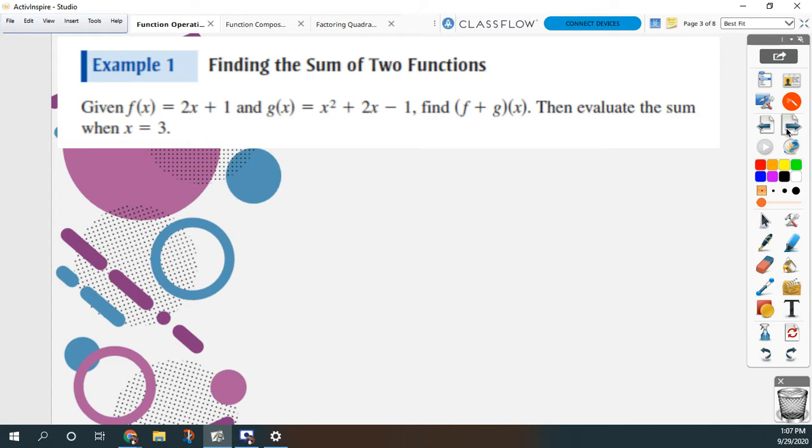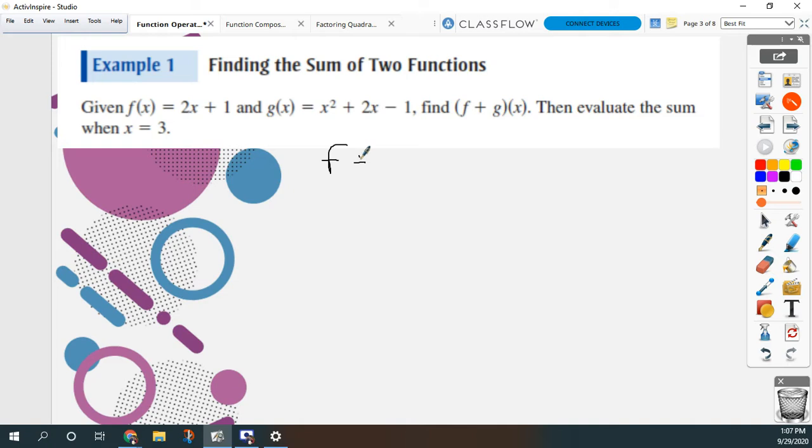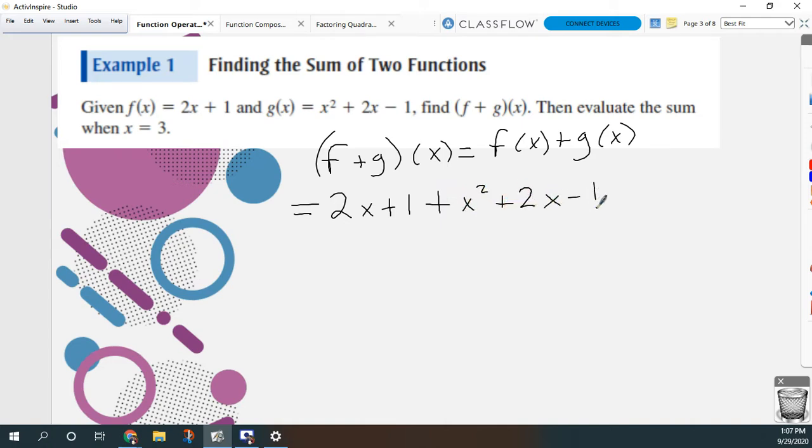So this says, given f of x equals 2x plus 1 and g of x equals x squared plus 2x minus 1, find f plus g of x, then evaluate the sum when x is 3. So I have f plus g of x. And using the information that we had on the previous page, we know that we can separate those out by addition. And the reason we want to do that is because we know both what f and g are. So if we can get them to be separated, we can plug in the two functions that we know.